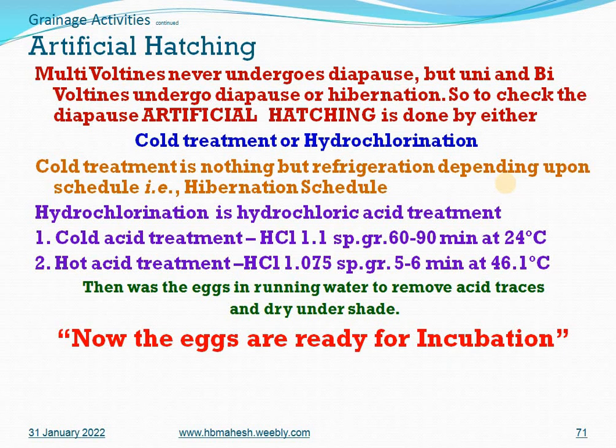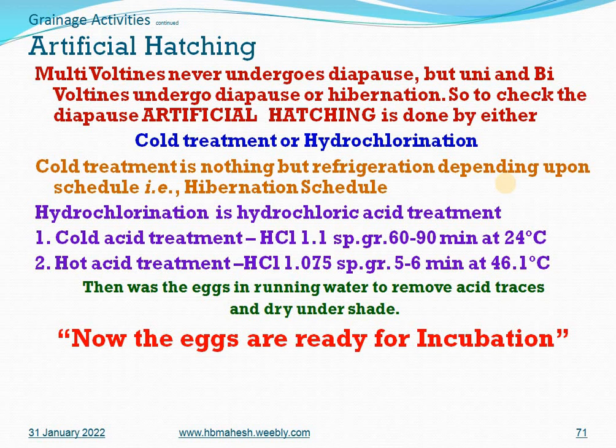Artificial hatching. Multivoltine never undergoes diapause, but univoltine and bivoltine undergo diapause or hibernation. Diapause is a pause during embryonic development. So to check the development of diapause, artificial hatching is done by either cold treatment or hydrochlorination. Cold treatment is nothing but refrigeration depending upon the schedule. That is nothing but the hibernation schedule, which will be discussed in another topic.